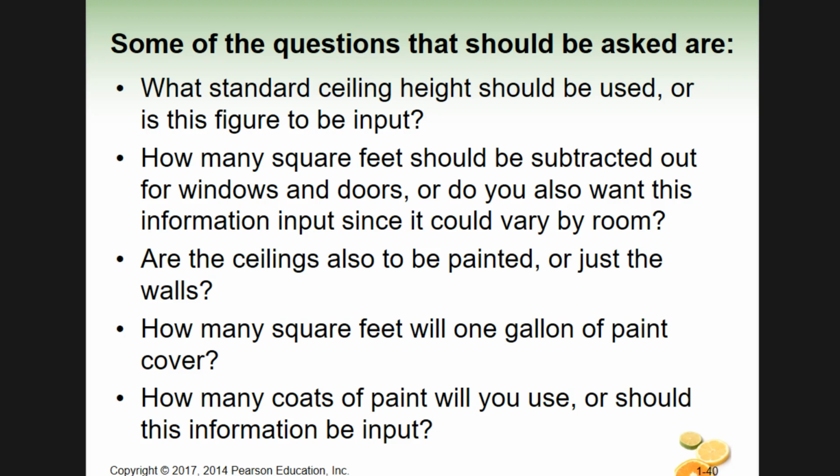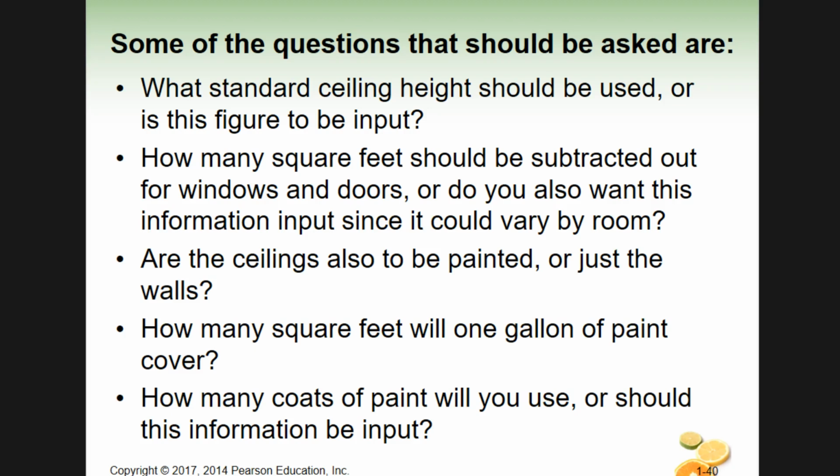Are the ceilings also to be painted or just the walls? How many square feet will 1 gallon of paint cover? That seems like a pretty standard question. Maybe you know that already. How many coats of paint will you use, or should this be input? Just an example of some questions. You may have lots of questions for this. Again, no right or wrong answers here. Just trying to find out information so you can write the program correctly.